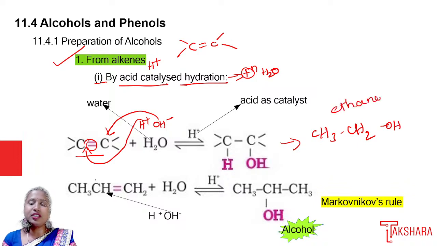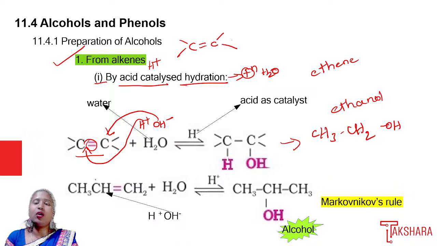CH3 CH2OH is called what? Ethanol. So this is the preparation of ethanol from ethene.